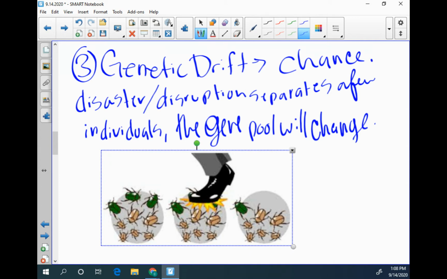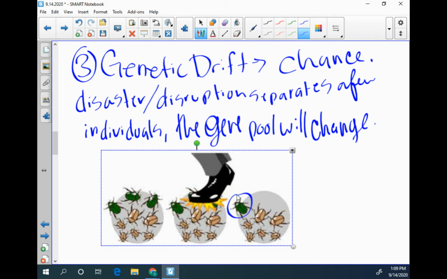Somebody comes along and kills 2 of the 3 green beetles. Now, there's only 1 green beetle that can give the green genes to the next generation. So through this random chance that this foot stepped on just the green beetles, there's going to be way less green traits in the next generation.